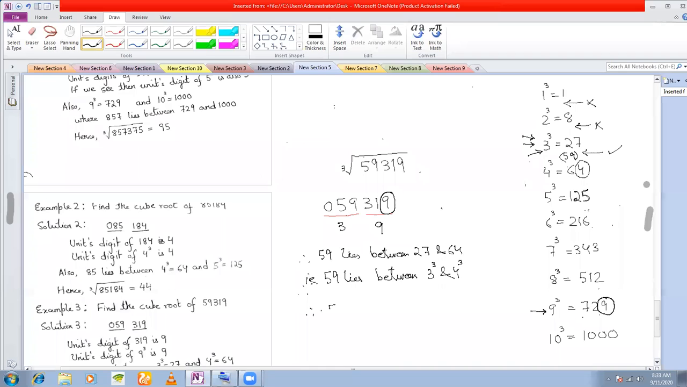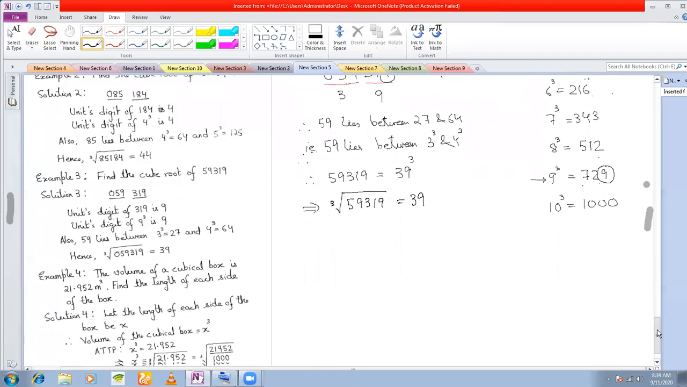We can write, this is, 59319 is 39 cube. So therefore, cube root of 59319 is 39. Okay. So I hope this method of approximation is clear.